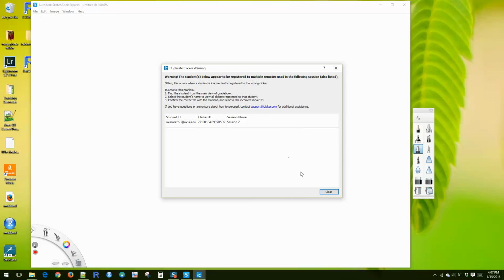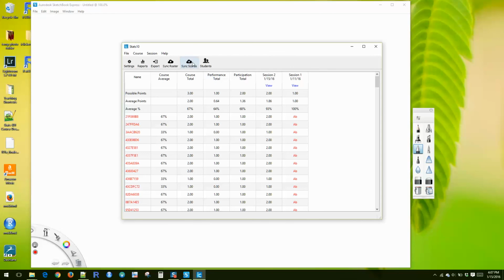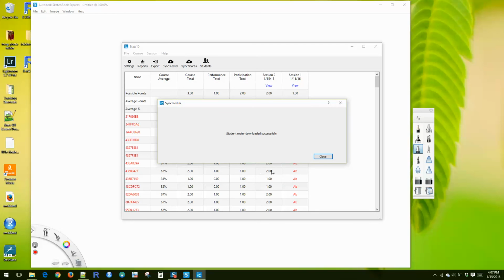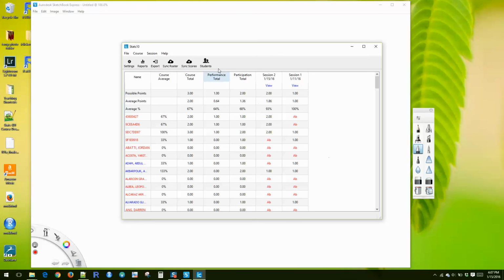Okay. So I'm gonna try. Okay. Appears to be, to resolve this problem: find the student, select the student, confirm correct ID and remove the incorrect ID. Okay, that's fine. Let me sync the roster here. The remote or reef ID match a student. Oh, okay, this works. All right. Okay, so there are 4 clickers that are not registered to names.